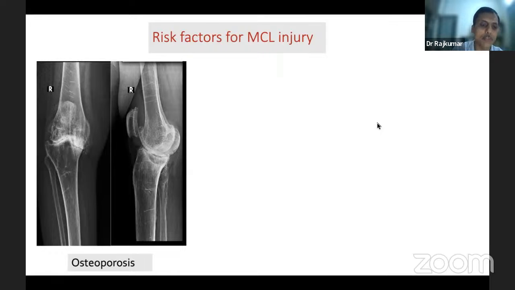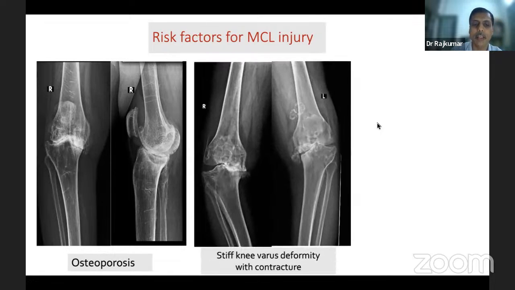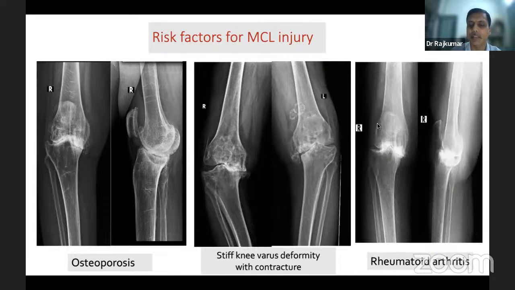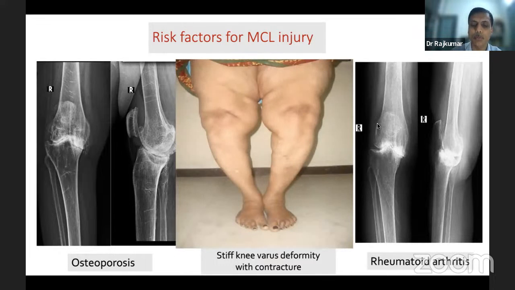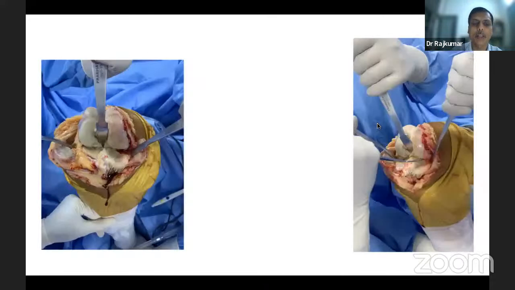Let us see some examples. Osteoporosis. Look at this case. Very osteoporotic, stiff, with bone loss. When you try to subluxate, this is the case where the avulsion injury very typically happens. Stiff knee, varus deformity with contracture, rheumatoid arthritis: very, very common. Whenever you see an x-ray like that, you have to be very careful and keep in mind that you don't try to force things during the surgery. The same goes for obesity. Tell your assistants that in these kinds of cases, you should prevent this avulsion injury.